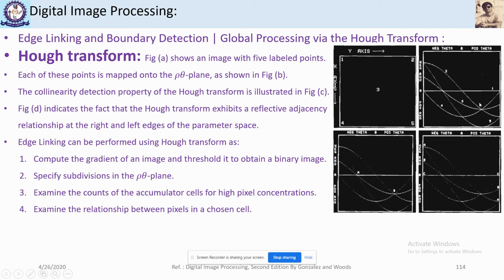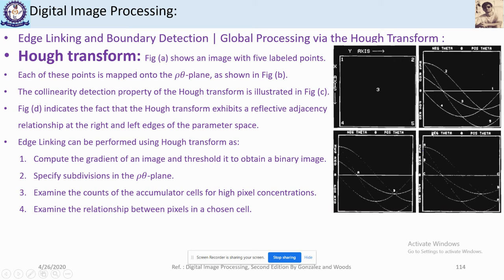Then corresponding to 3, here the lines can be anything from here, from here, from here. There can be many lines which can pass through 3. So here the rho will range from some half of the maximum rho value, and again the theta will range from minus 90 degree to plus 90 degree in this case. And then this is the value for fourth, and this is the curve for fifth point in this plane.